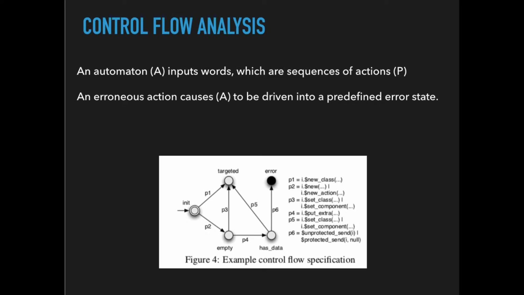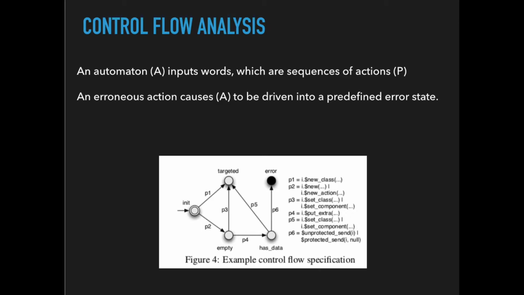Control flow analysis. This analysis imposes constraints on the sequences of actions executed by an input program P, classifying some of them as errors. Basically, a control flow automaton A, whose input words are sequences of actions of P. The rule monitors executions of P. An erroneous action sequence is one that drives A into a predefined error state.